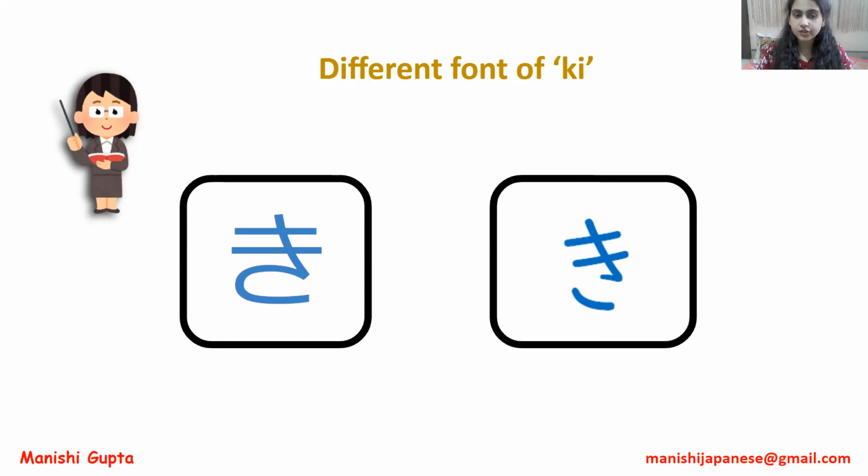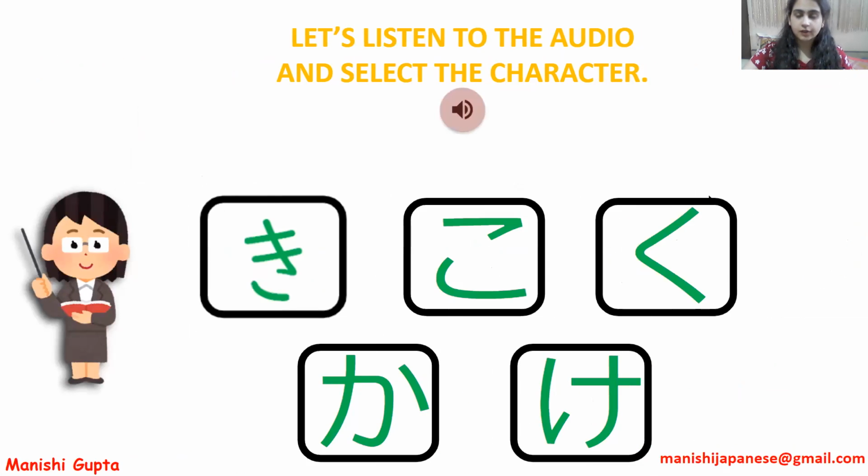First one is more of a digital font where whenever you type, the Ki will look like this. So you have to take care and you have to be able to recognize both fonts, because one is more of a written one and the first one is more of a typing one. Okay, now again the task is, I'll play the audio for you. You have to select the character.